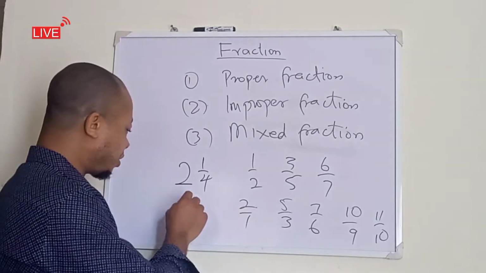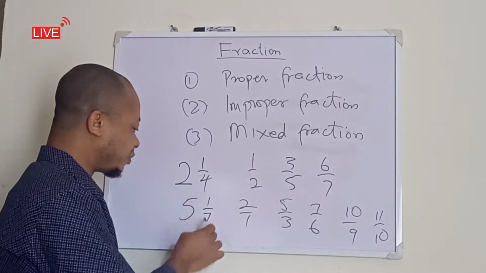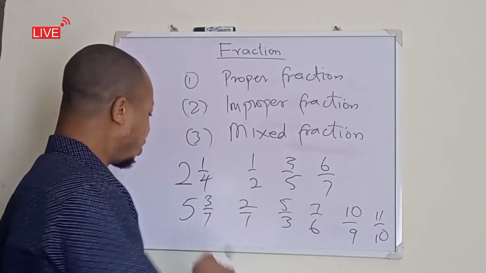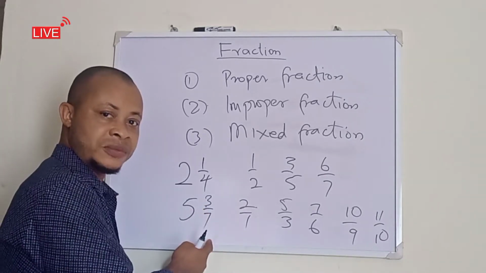Another example is 5 whole number 1 over 7, or 5 whole number 3 over 7, as the case may be. This is also a mixed fraction.